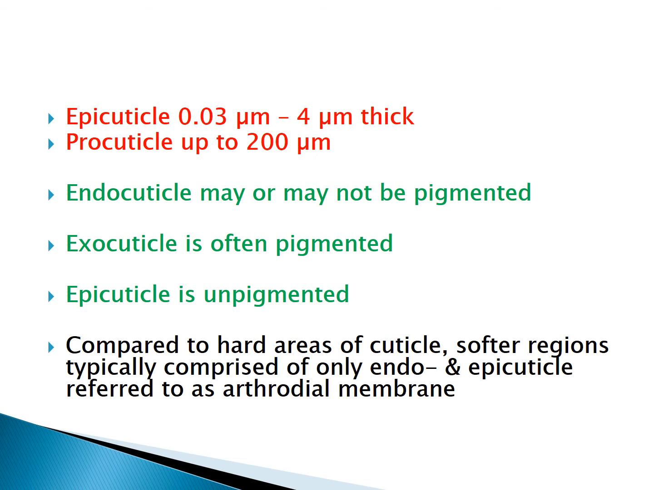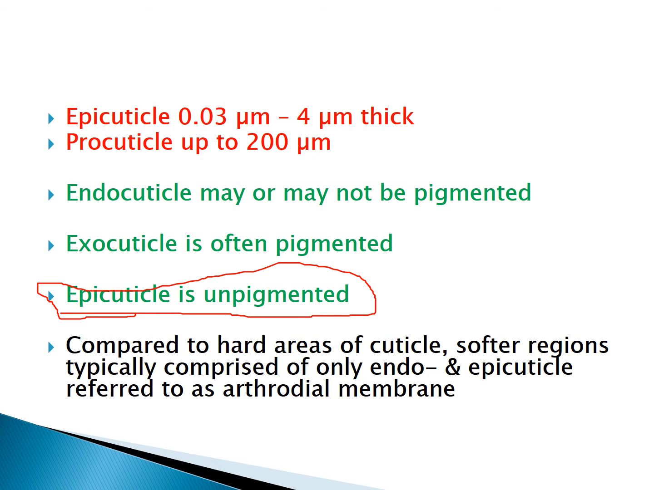The thickness of the epicuticle ranges from 0.3 micrometer to 4 micrometer. The thickness of the procuticle is up to 200 micrometer. The endocuticle may or may not be pigmented, while the exocuticle is often pigmented and the epicuticle is unpigmented. This is the most important of all three: the epicuticle is unpigmented, it can never have any pigments.